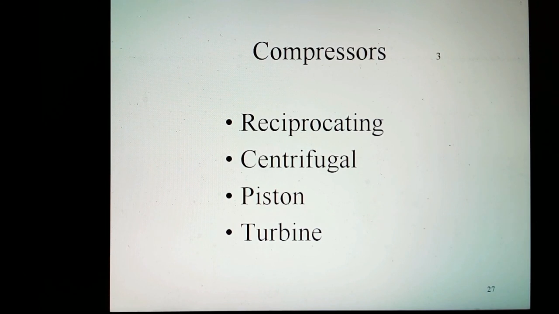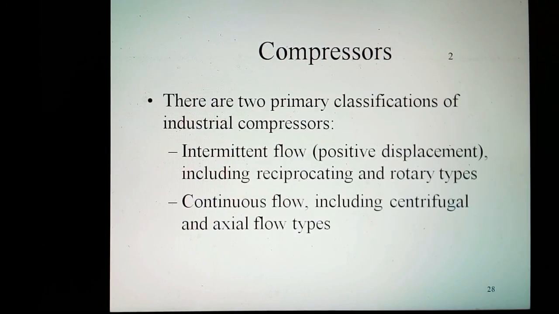There are 4 types of compressors: reciprocating, centrifugal, piston, turbine. There are 2 primary classifications of industrial compressors: intermittent flow positive displacement, including reciprocating and rotary types, and continuous flow, including centrifugal and axial flow types.